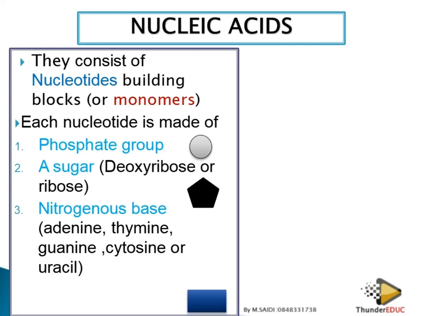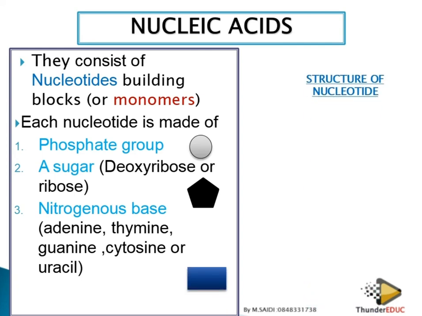These are the shapes. You'll always find that the phosphate group is represented by a circle and the sugar is represented by a pentagon. And a nitrogenous base will be represented by a shape of this kind. Of course, this shape will differ based on the base, but you will see later on.